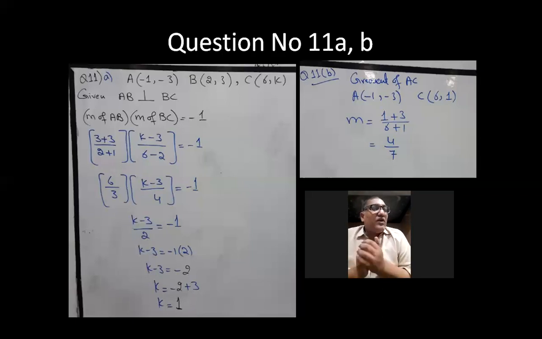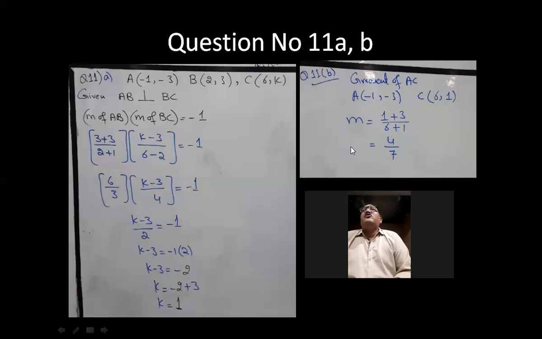So we know the value of k, that is 1. Now the B question is find the gradient of the AC. Now I know the coordinates of the point A. They are -1, -3. The point C is 6, k. The value of k we know is 1. So the coordinates of C are 6, 1. So I can very easily find the gradient of the AC.